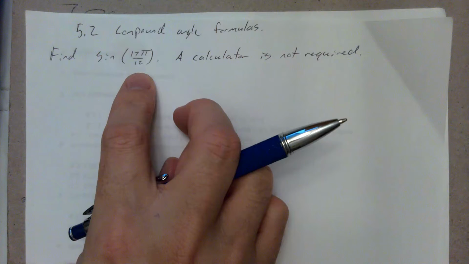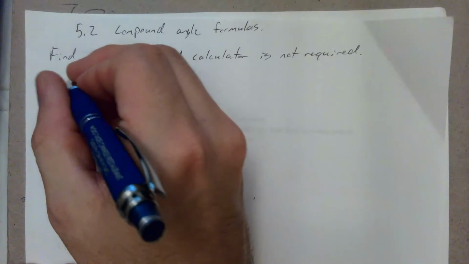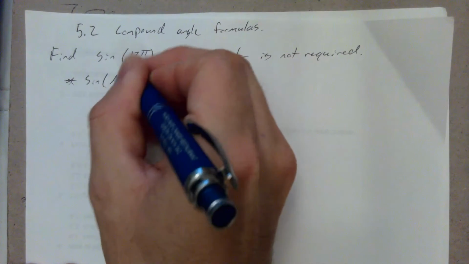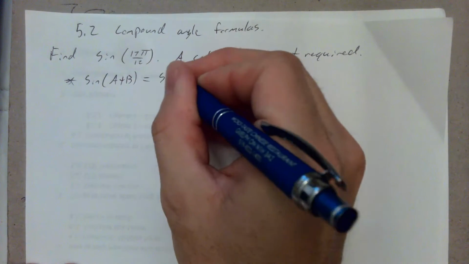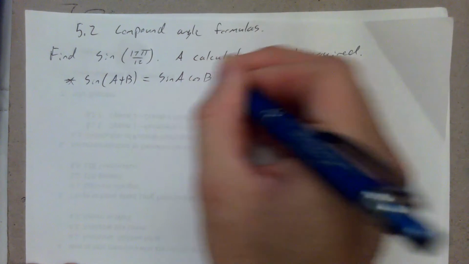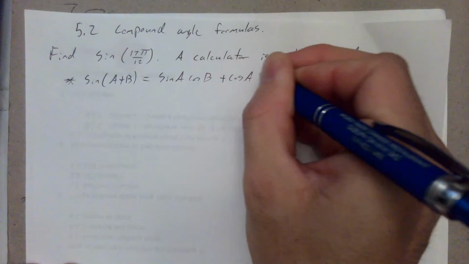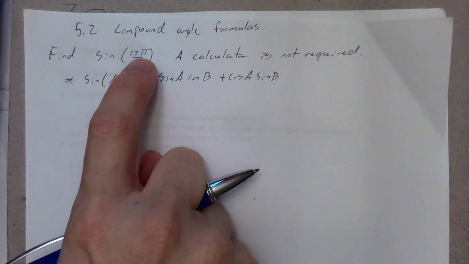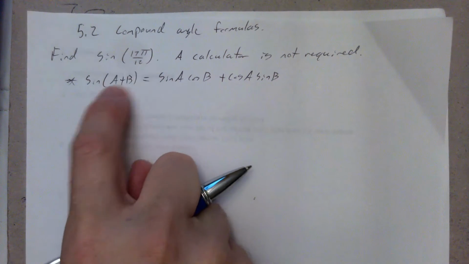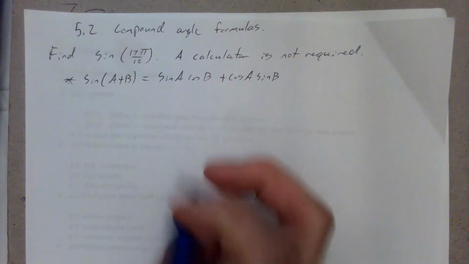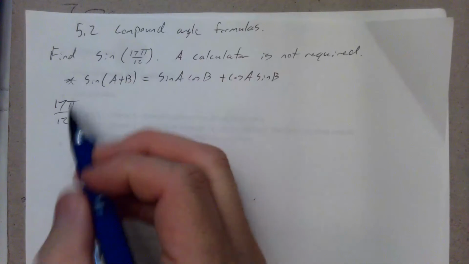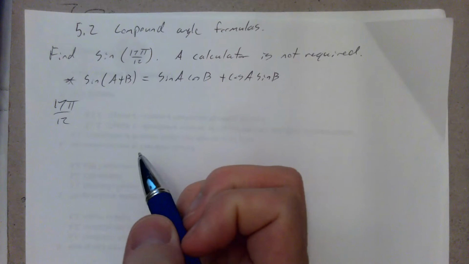So what I'm going to try to do is find a way to use my sum formula. I know, or I will be given, that the sine of a plus b is the sine of a times the cosine of b plus the cosine of a times the sine of b. So this is my goal. This is my plan right now. I'm going to try to figure out how 17 pi by 12 can be written as a sum of two angles. I'm going to go off to the side here and experiment with 17 pi by 12, just so that I don't have to write out the sine of every single time.